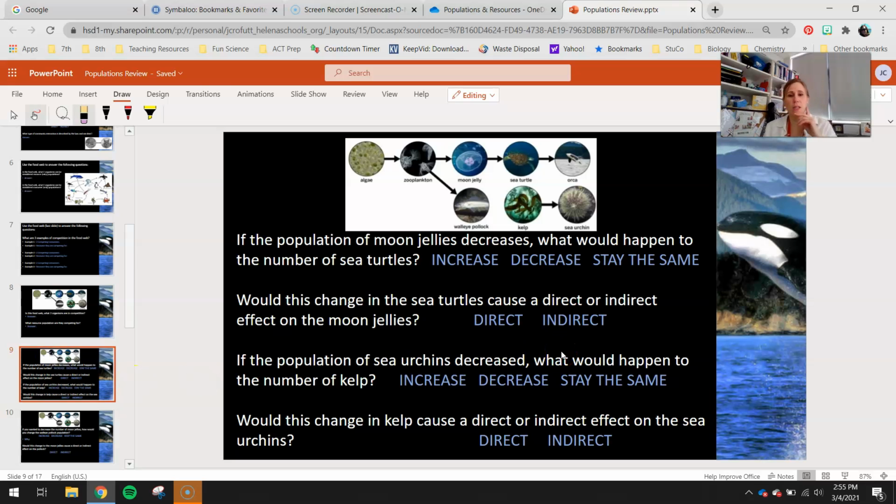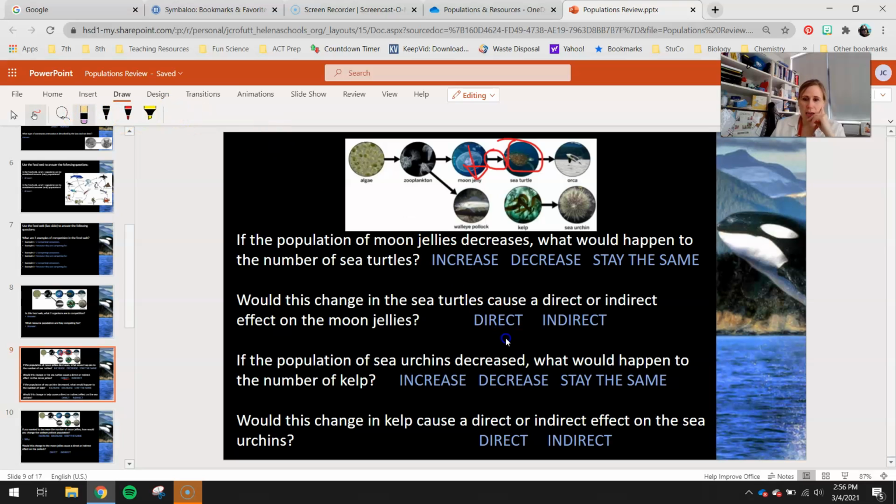And then for the rest of these, you guys are going to look, and it might help you to use your draw tool and make some notes on this little food web here. If the number of moon jellies decreases, so maybe you draw a little down arrow on the moon jellies to show that decrease, what would happen to the number of sea turtles? So you're looking at sea turtles. There's only one arrow there, so that would be a direct effect.